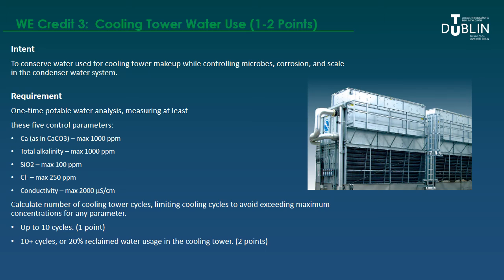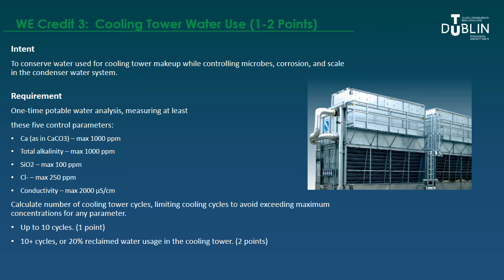So the requirement to meet the credit is that you need to do a one-time potable water analysis, and you need to measure at least 5 of the control parameters given in the table in the manual, and this is them. So it's CA, and there's max threshold levels then, so 1,000 parts per million, etc. Measures alkalinity, SiO2, Cl, and conductivity. The other requirement is to calculate the number of cooling tower cycles and limit them to avoid exceeding the maximum concentrations of any of those parameters.